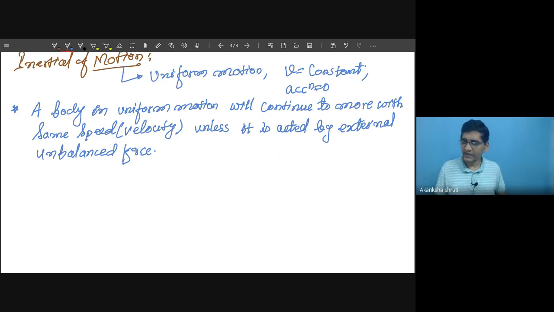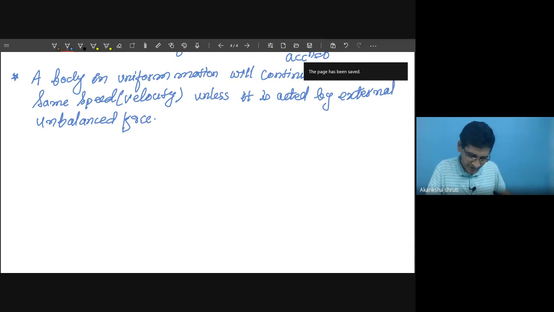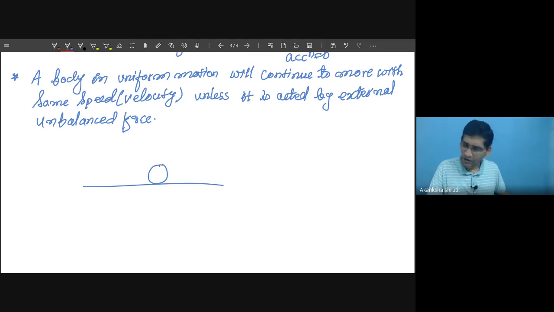Students, we have to observe carefully. Initially the body is moving, say a ball is moving or a car is moving with a certain speed. This speed is constant. That we have to keep in mind.